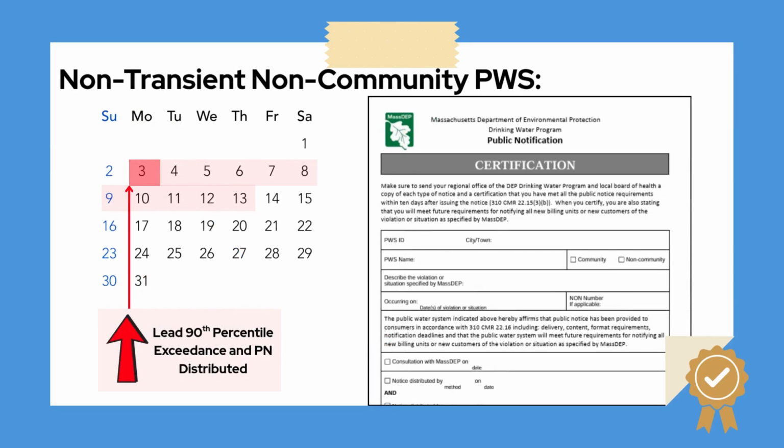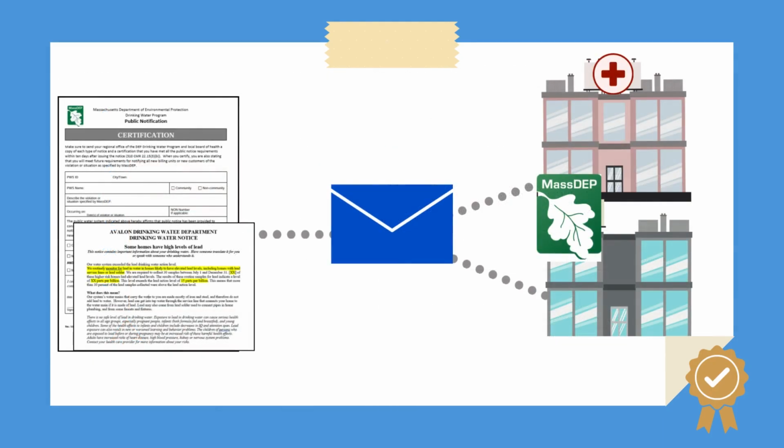Non-transient non-community systems must certify that your notice was distributed and distributed on time by submitting the PN certification form within 10 days after issuing the public notice. This certification must be sent to your MassDEP regional office and your local Board of Health, along with the copies of the notices distributed. A hard copy of these documents must be delivered to your MassDEP regional office, but the PWS may choose to send in a second copy by email if preferred.